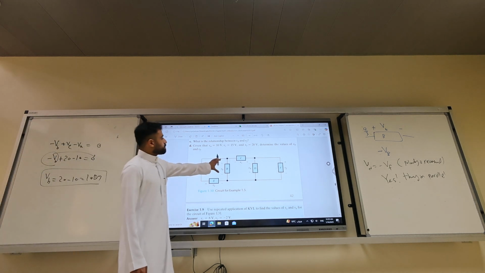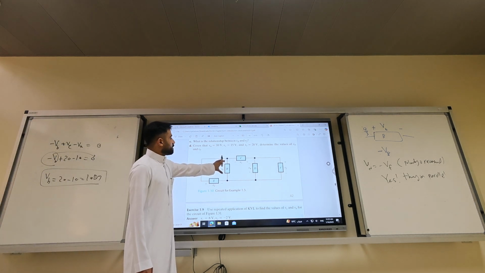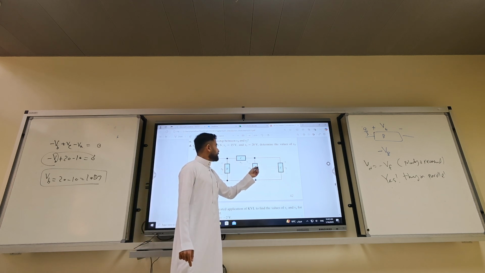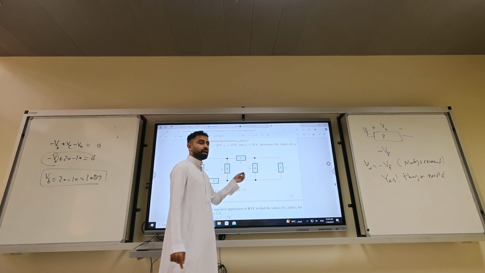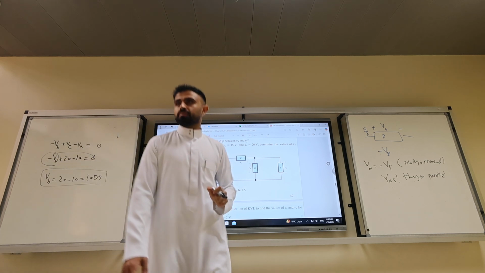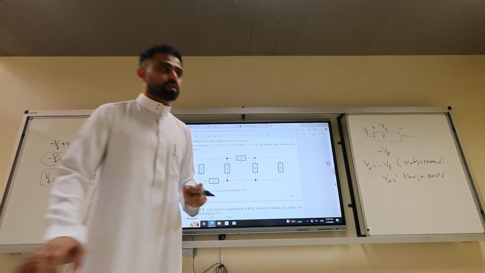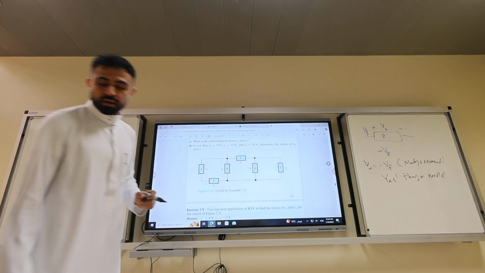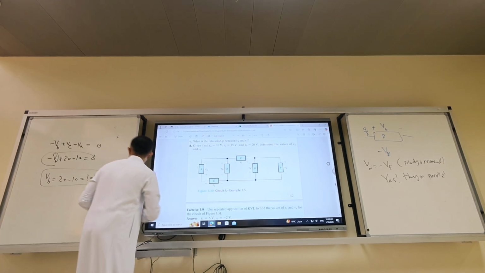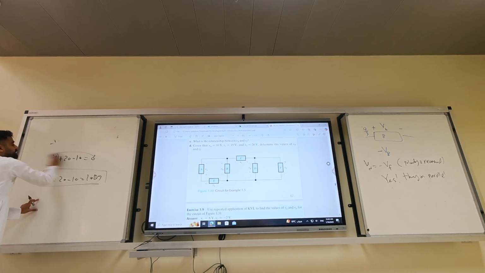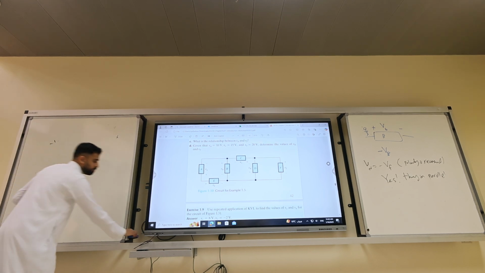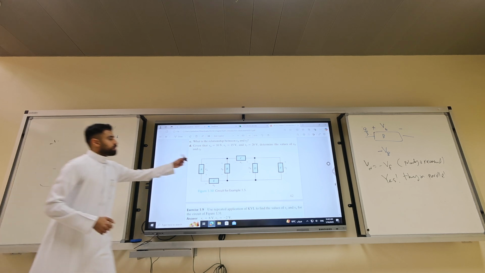Now we know VB, so what does it want? VF. We can find VF if we know VD. Let's make another loop here. Wherever you start, you have no problem. So we did this over the left loop. Now we go to the middle loop. Again, we start from here.